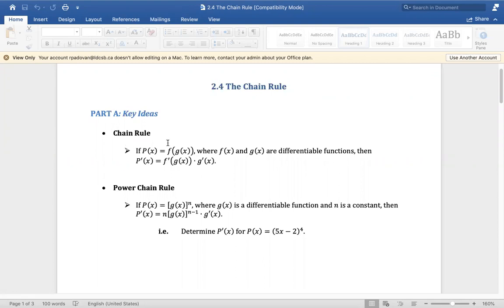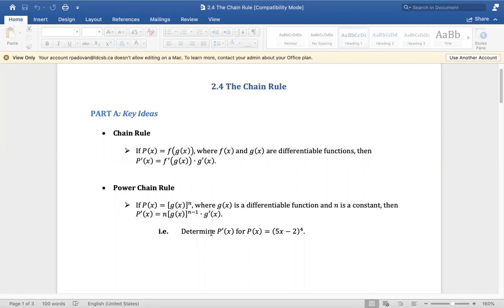So the chain rule states that if I have a polynomial, p of x, and it equals f of g of x, so basically a function g of x is inside of the function f of x, and both f of x and g of x are differentiable, meaning that we can get the derivatives of both. Then to get the derivative, p prime of x, we would call it, would equal the derivative of f of x multiplied, and then you leave the inside alone, multiplied by the derivative then of the inside. And so we will obviously do many examples of this.